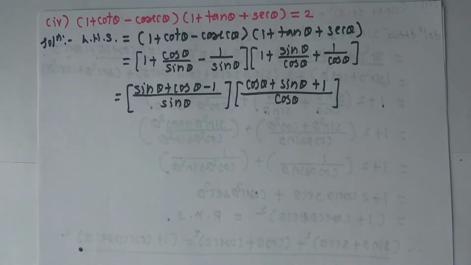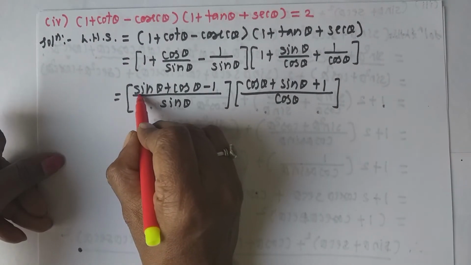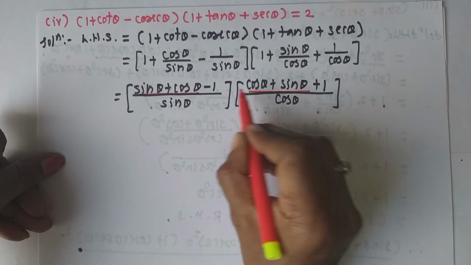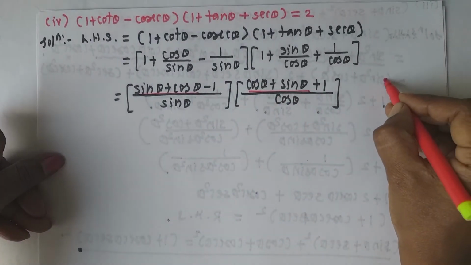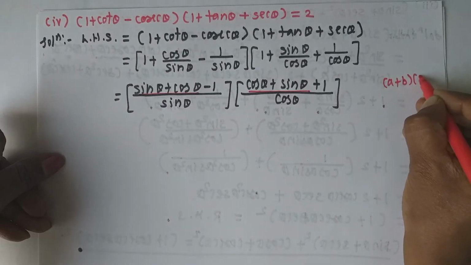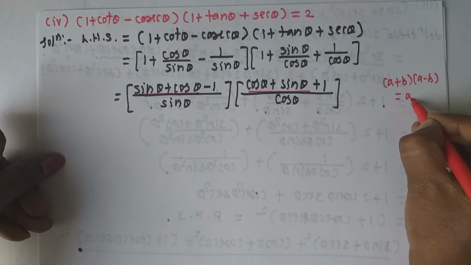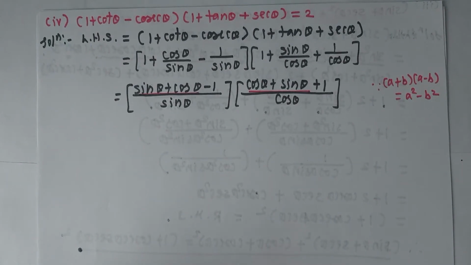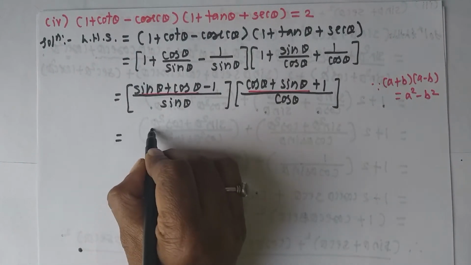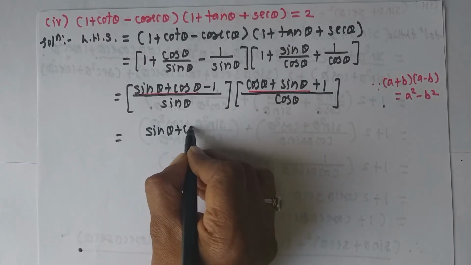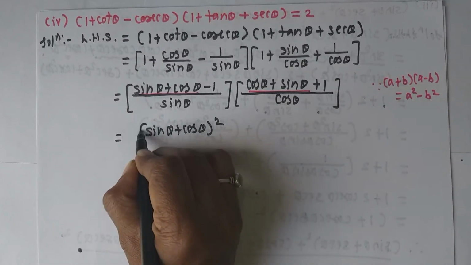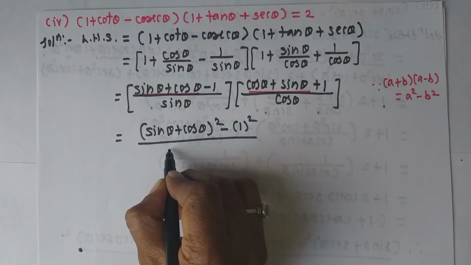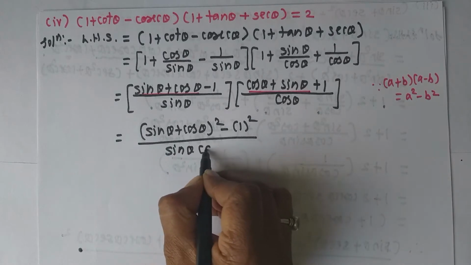Now see what is this? See here, these terms. This is sine theta plus cos theta. Here is also sine theta plus cos theta. And plus 1, minus 1. Means if there are functions like this, a plus b, a minus b, then you write a square minus b square. We will use this property. Now what is a here? Here a is nothing but sine theta plus cos theta. Therefore its square. And what is b? b is 1. Okay, 1 square. And in the denominator, here will be sine theta into cos theta.